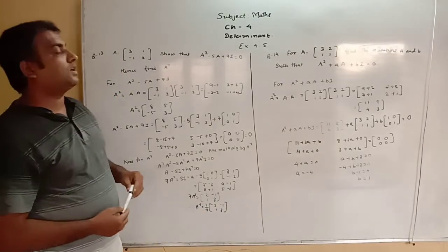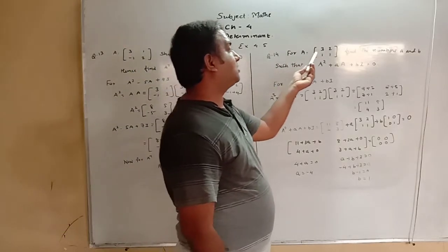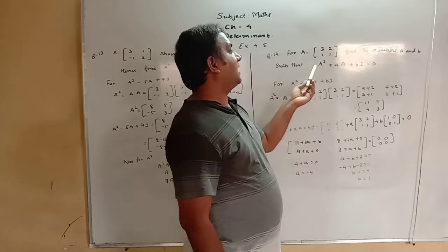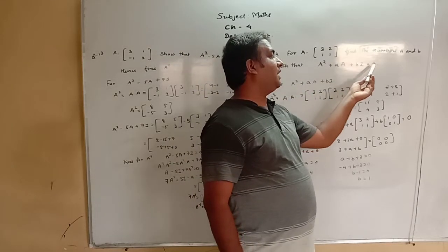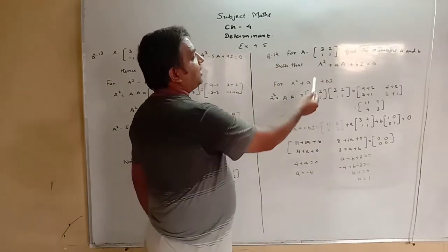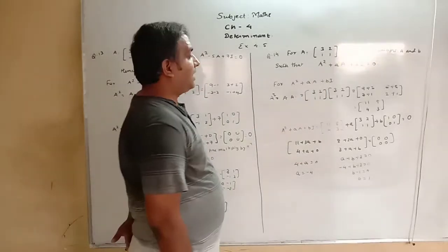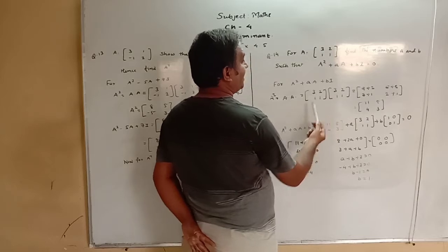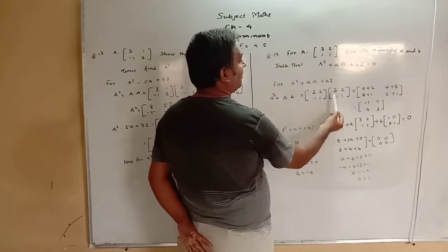Now question 40: we have A equals [3 1; 2 1]. Find the numbers a and b such that A square plus aA plus bI equals 0. So again we require A square, so we calculate A square. [3 1; 2 1] into [3 1; 2 1]. So matrix multiplication we do: row multiply with the column.